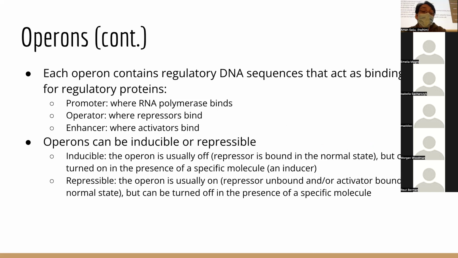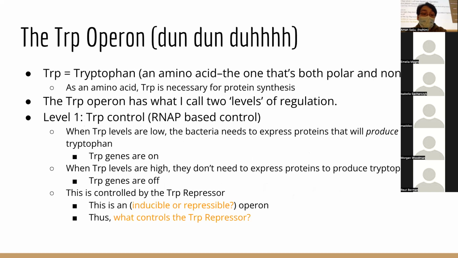Each operon contains regulatory binding sites for the regulators, and they can either be inducible or repressible. In our class, we're mainly focused on repressible operons because the trp operon is a repressible one. The trp operon is responsible for creating proteins that are related to the biosynthesis of tryptophan, right? And so you see these genes are coupled together and they're all regulated by something called the trp repressor.